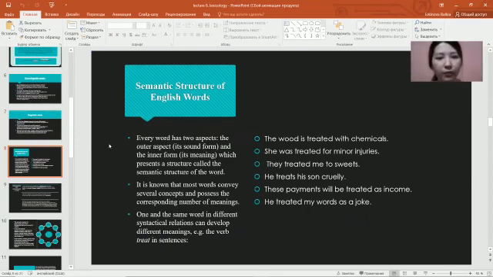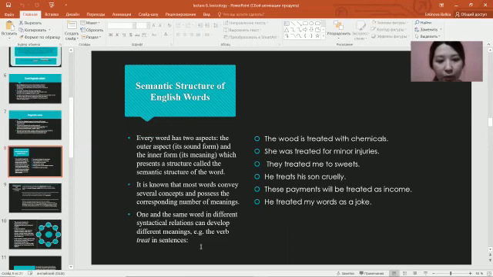Semantic structure of English words. Every word has two aspects: the outer aspect, its sound form, its pronunciation, and the inner form, its meaning, which presents a structure called the semantic structure of the word. It is known that most words convey several concepts and possess the corresponding number of meanings. One and the same word in different syntactical relations can develop different meanings.